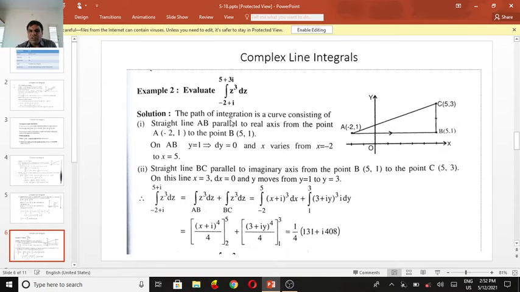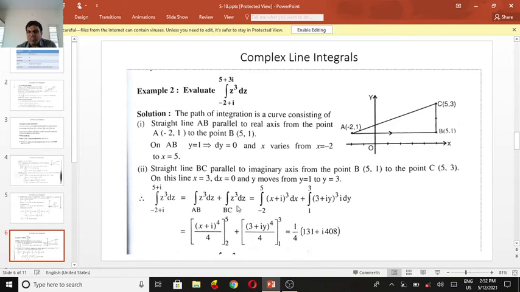So if we come to the problem, I am substituting the two. Integral from -2 plus i to 5 plus 3i of z cube dz is equal to the first line integration over AB of z cube dz, plus the integral over line BC of z cube dz. On the line AB, along the real axis, x varies from -2 to 5. So substituting z cube.